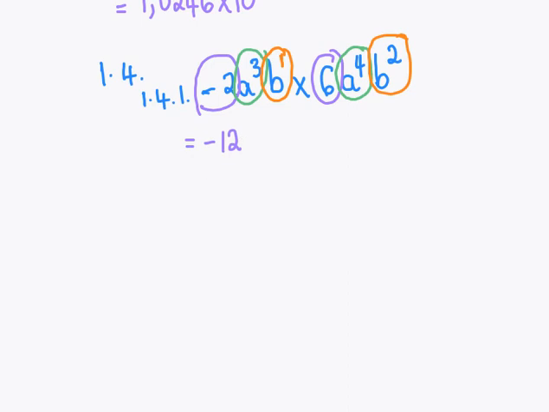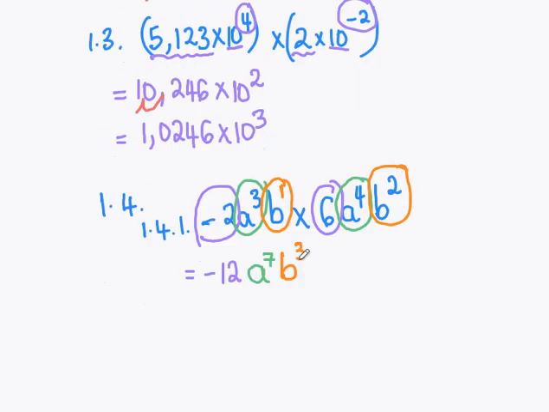Now let's have the first letter, a. So you write the a, which is the base of the 2. 3 plus 4. Remember, whenever you multiply, you add exponents. So 3 plus 4 is 7. Then you move on to the next letter, which is the b. So b, 1 plus 2 is 3. So our answer here is negative 12a to the power 7 times b to the power 3.